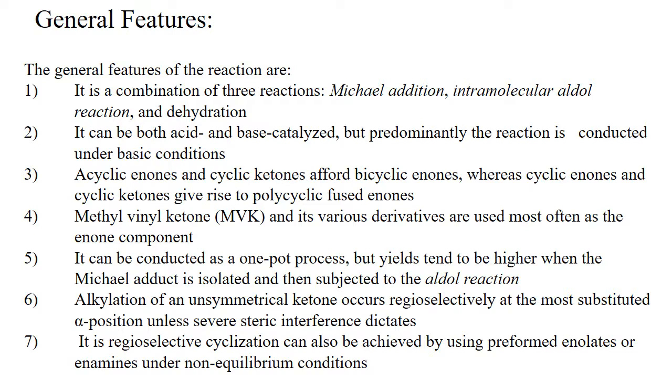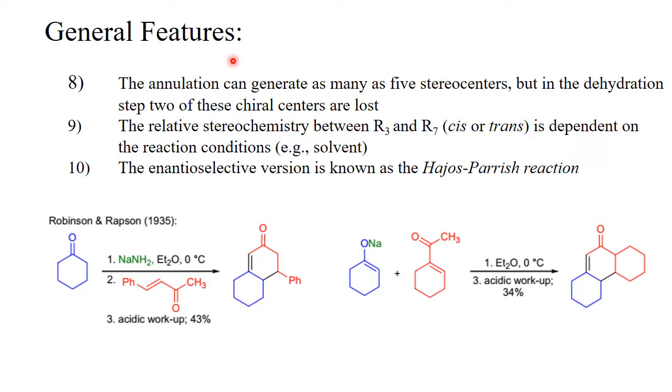It is a regioselective cyclization and it can also be achieved by using preformed enolates or enamines under non-equilibrium conditions. We were discussing general features of Robinson annulation reaction. The annulation reaction generates 5 stereocenters within the product. But when that product is subjected to dehydration, 2 of the stereocenters are lost and the product has 3 chiral centers.